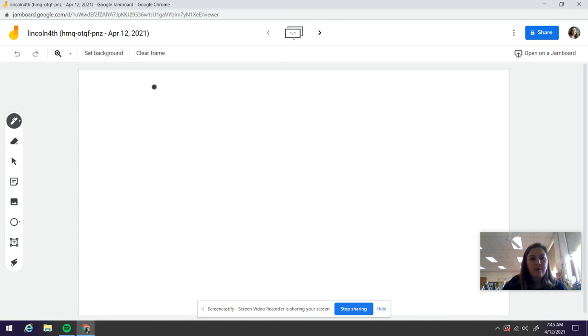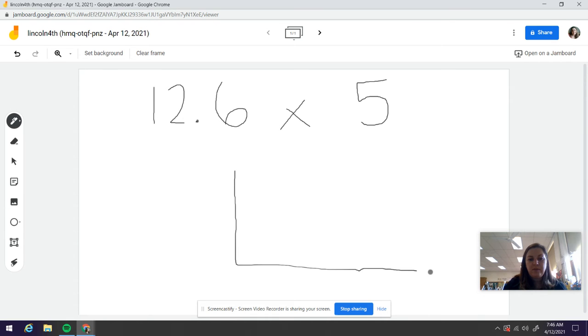So let's pretend like we are going to multiply, let's say, 12.6. So that's 12 wholes and 6/10 of another whole times, let's say, 5. Right now, we'll just work with one number that's a decimal and one number that is not. So we would choose any of our strategies that we use to multiply. I'm going to use the area model because it's what I think works best for most of you. And I'm going to treat this like a 3-digit number by a 1-digit number.